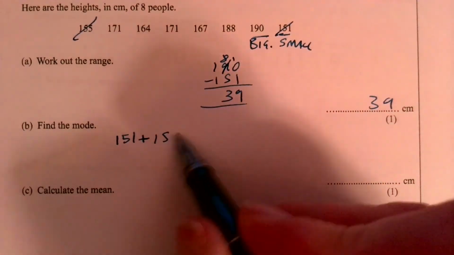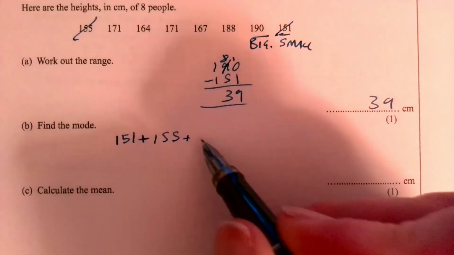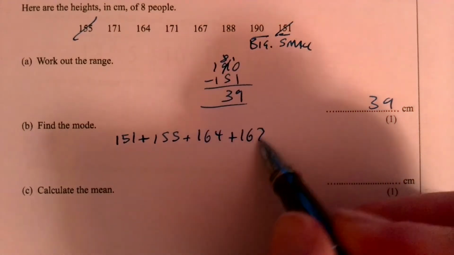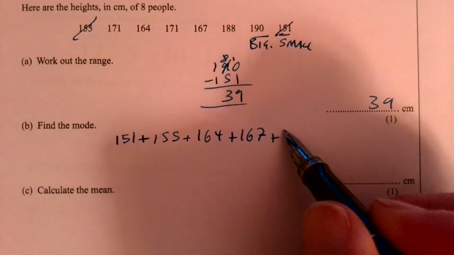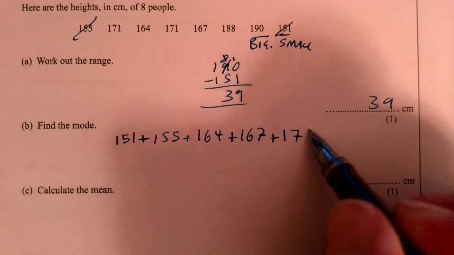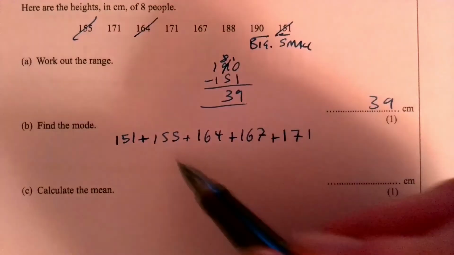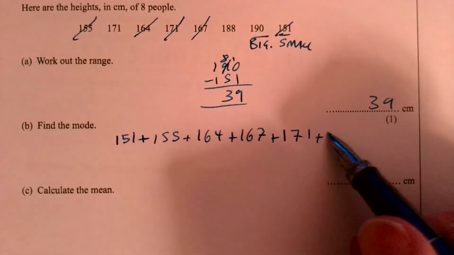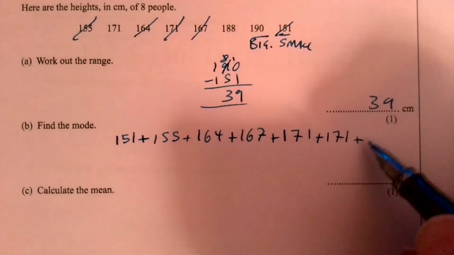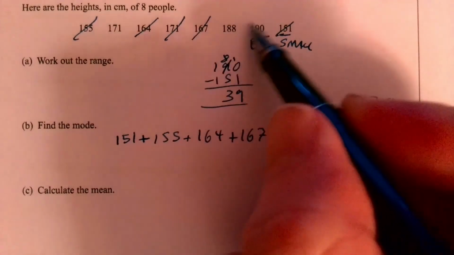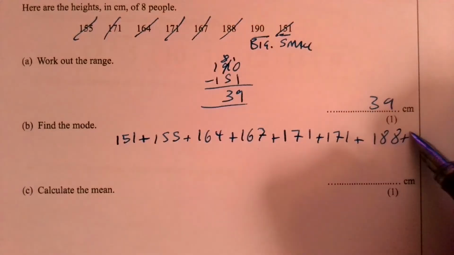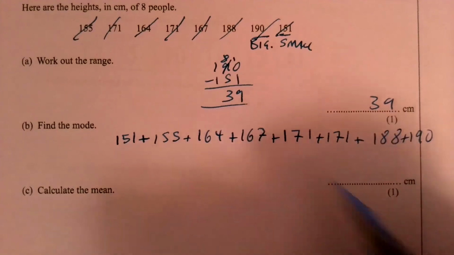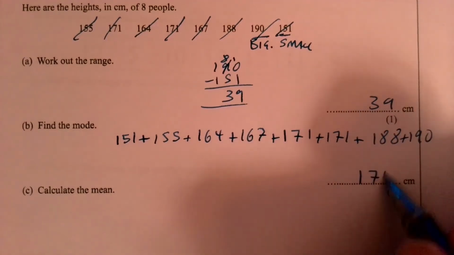We've got the 155, we've got the 164, we've got 167, we've got 171. 1, 2, 3, 4, 5. Another 171 and a 188. So, oh, and a 190. But all of that makes it pretty clear we've only got one number that's repeated, so 171 is the mode.